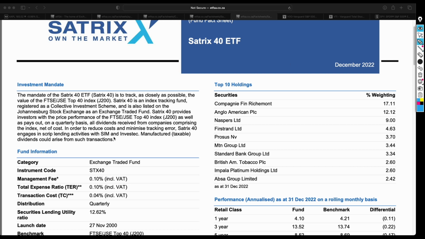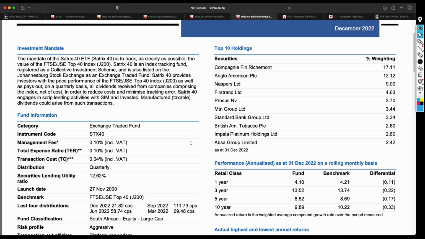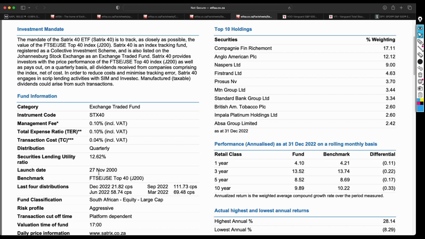The Satrix ETF is one of the oldest ETFs, if not the oldest index tracking ETF in South Africa. You can see that it was launched in November 2000. And one thing that makes investors like this ETF is that it distributes on a quarterly basis.